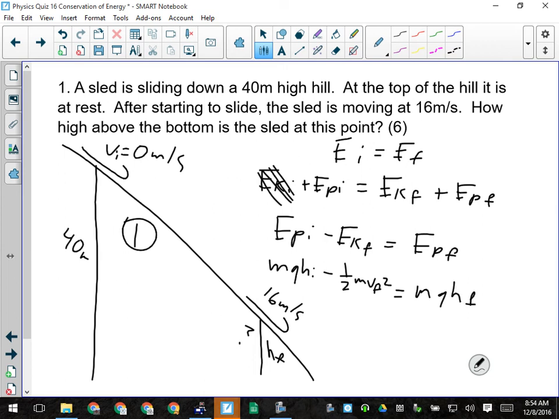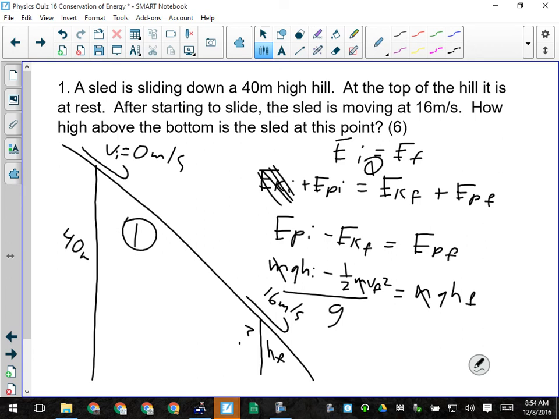What do I not need? M, which is good because I didn't even give it to you. So we'll cross it off. And I'm looking for hf. What do I have to do with g? Divide over. Oh, sorry, I've been not telling you where the marks go.